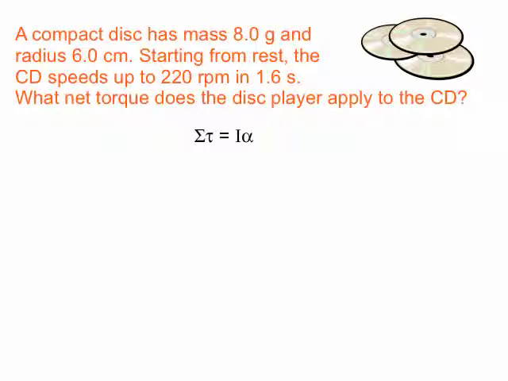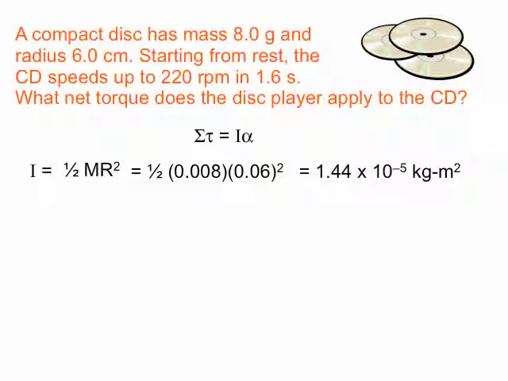Remember, sum of torques, moment of inertia, angular acceleration. What's our moment of inertia? Okay. Well, remember, go up to one of the first slides. It's 1/2 mr squared. So don't forget to change the grams to kilograms and the centimeters to meters. And you get 1.44 times 10 to the minus 5 kilogram meters squared.